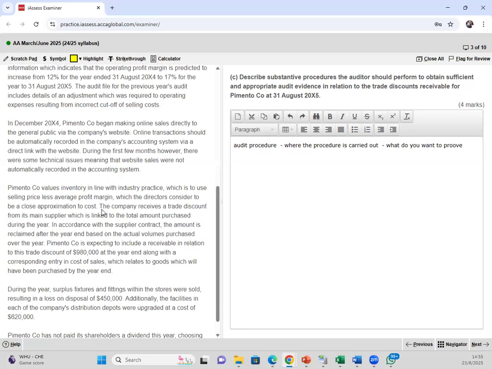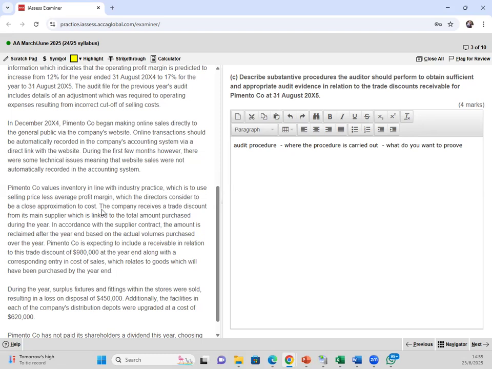We are allowed to use other methods. We are not just forced to use the lower of cost and net realizable value. We use these other methods if they are close to the cost. So if we use the lower of cost and net realizable value, and the result is close to the result using the other method, it is allowable. What is not acceptable is to use another method which gives us a very huge difference.